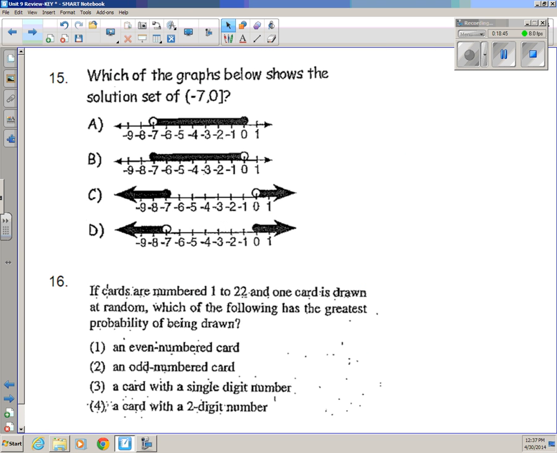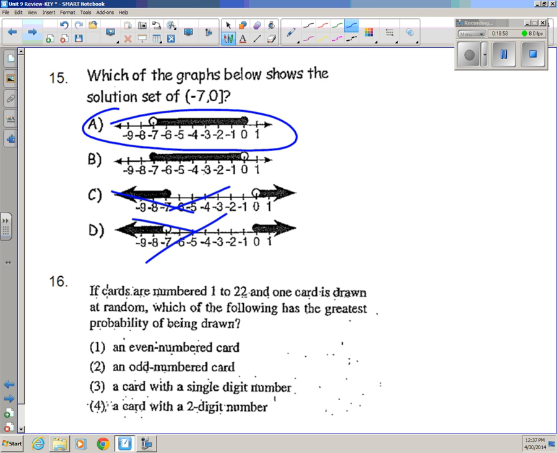Which of the graphs below shows a solution set? Parenthesis means open circle, bracket means closed circle. Definitely can't be these because we haven't done any of that. So open then closed. Only going to be that one.